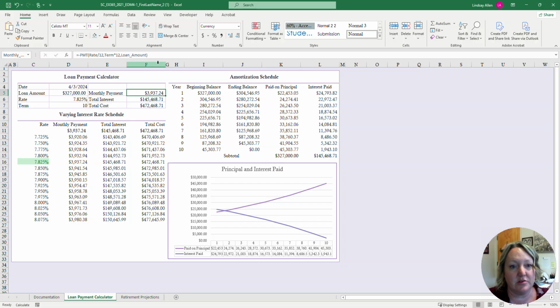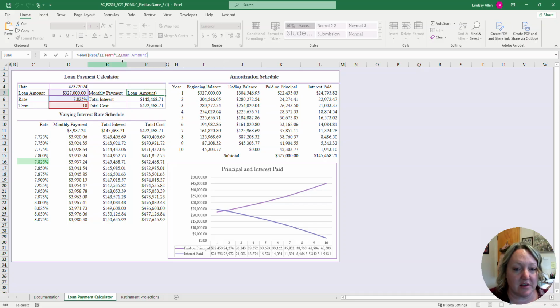Okay, so I'm going to undo that. Here's the 12-month thing again. So we divide the rate by 12 months, and then for term, we have to multiply the term. So the term is 10, 10 years, so 10 times 12 months, because there's 12 months in a year. And then loan amount's the last one, so that loan amount comes from this 327 cell reference. I want to make sure you understand that these right here, the ones in color, those are cell names that you are going to give to those specific cells in your assignment.